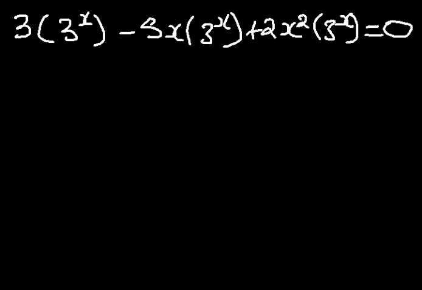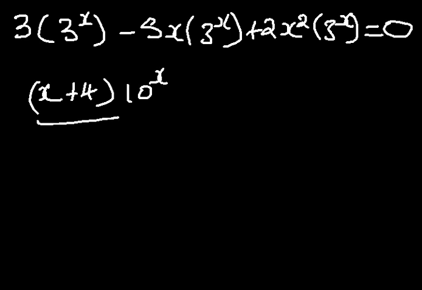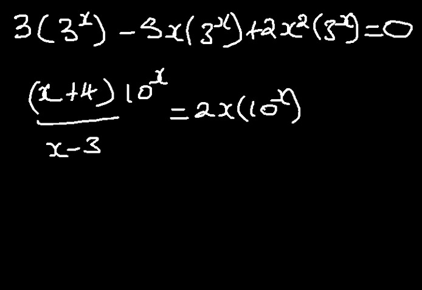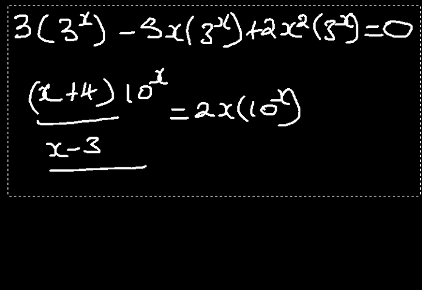Let's say we have this case. Let's say we have (x plus 4) times 10 to the power x divided by (3x minus 3), which is equal to 2x times 10 to the power x. So try to work that one out in your own time.